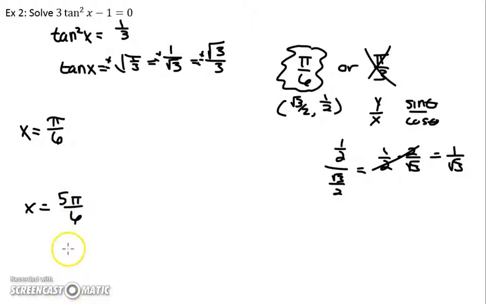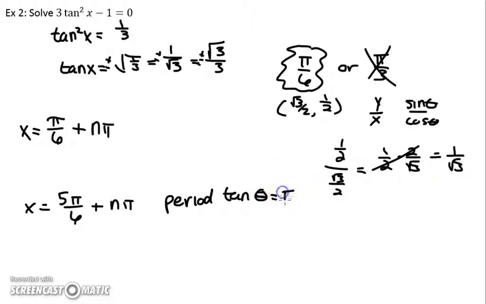Now, here's going to be a little bit different from sine and cosine. This is not going to be plus 2n pi. This one's going to be just n pi, because the period of tangent of theta is equal to pi, not 2 pi. So we're going to say plus n pi here, not plus 2n pi.